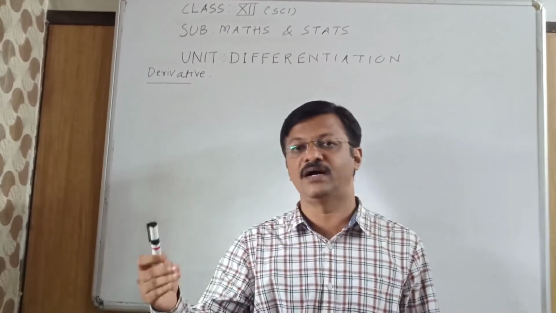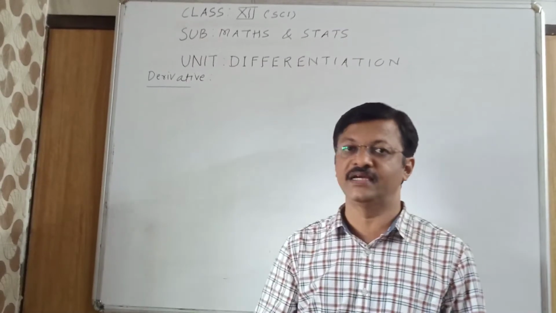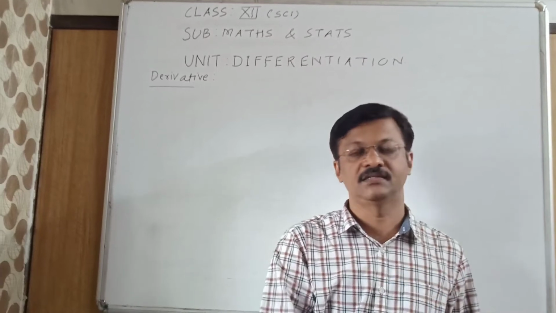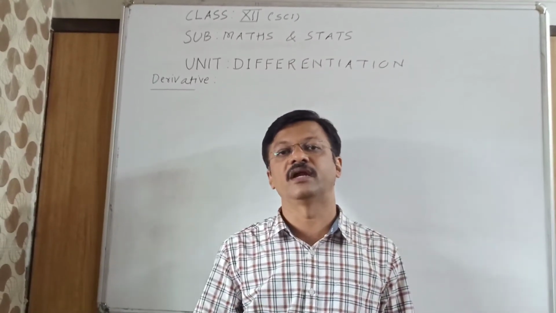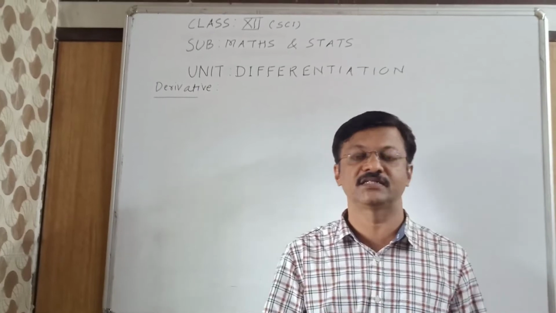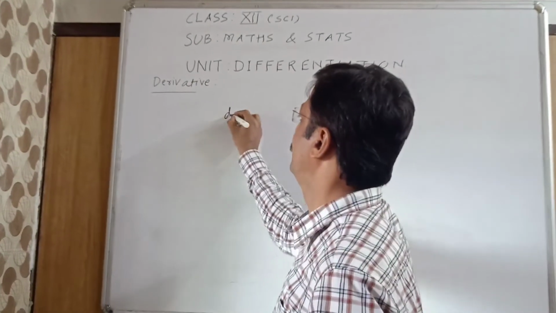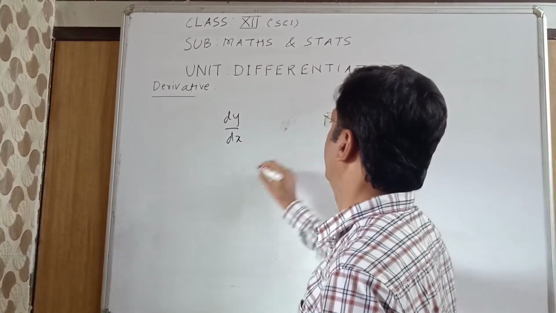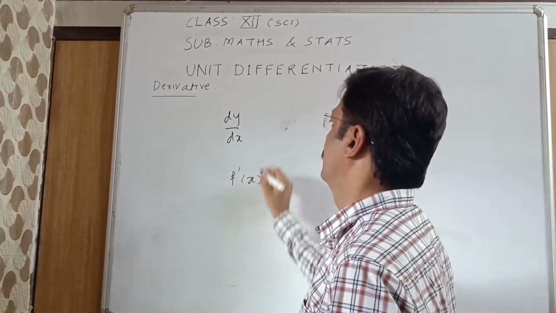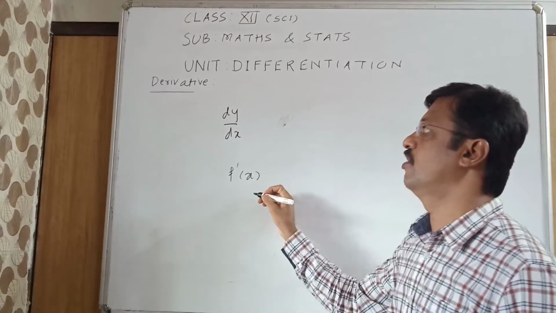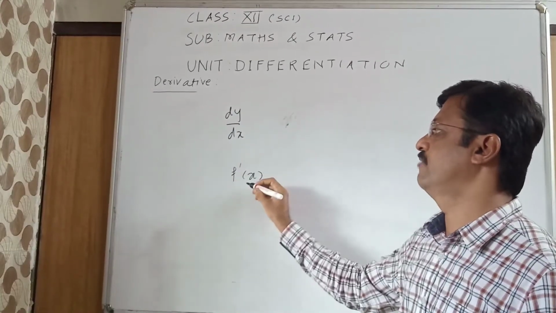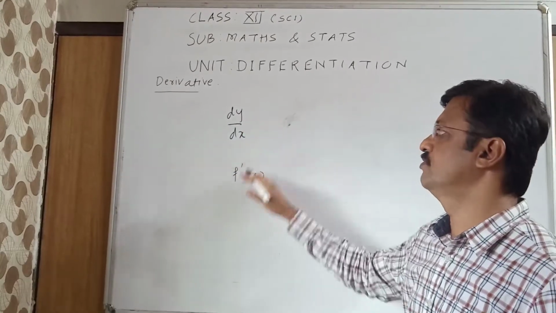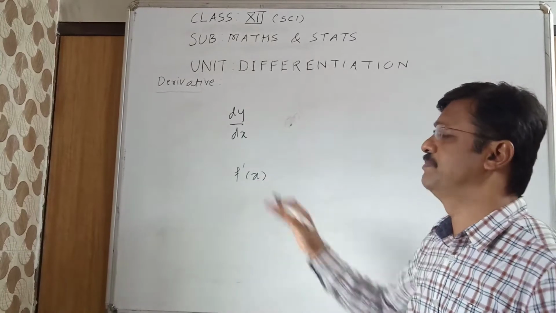Considering a function, suppose y is equal to f(x), then I may say dy by dx is the rate of change of y with respect to x, which is also sometimes denoted by f dash x. Dy by dx or f dash x are the two notations that we use for writing the derivative of a function y with respect to x. F dash x is the derivative of f(x). F(x) is y only. So both of these mean the same thing.